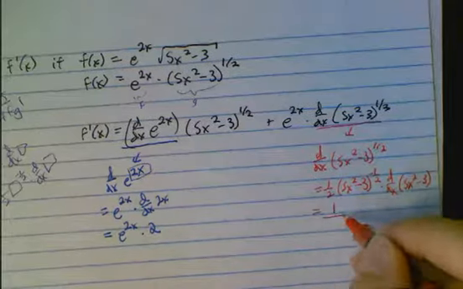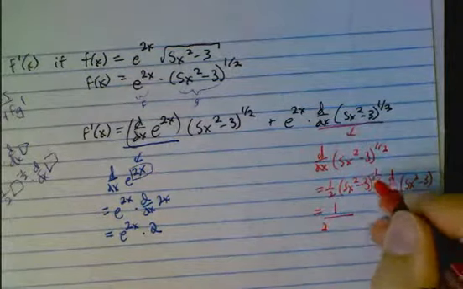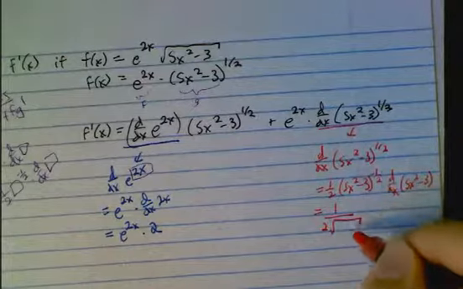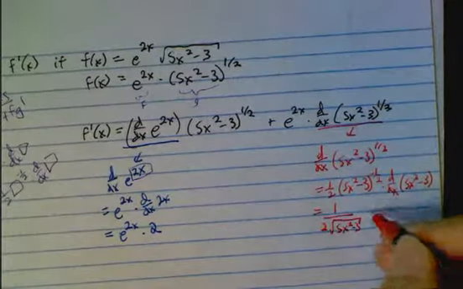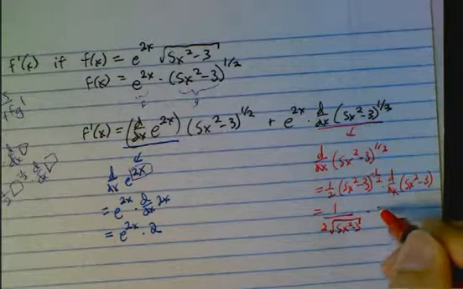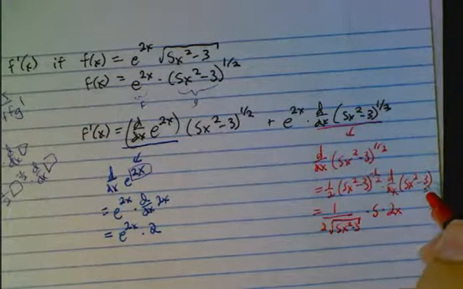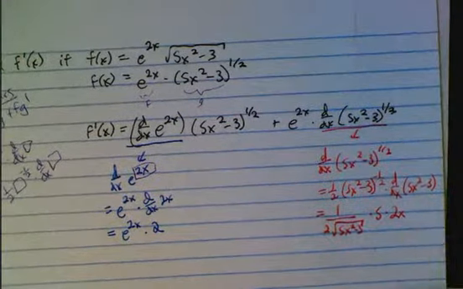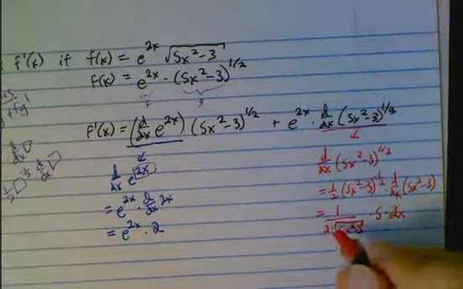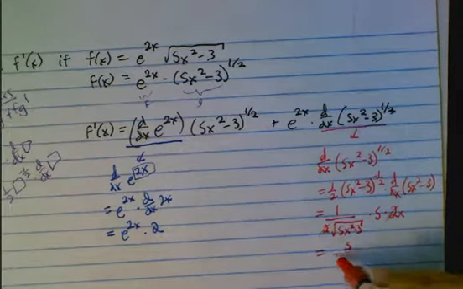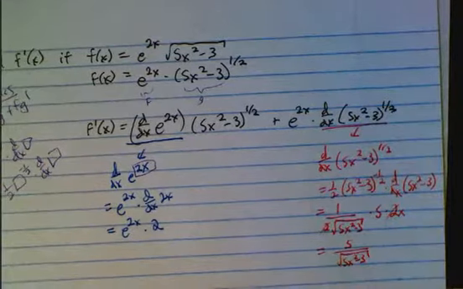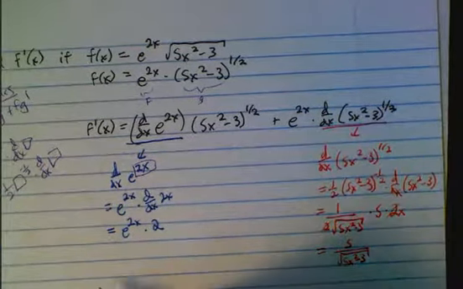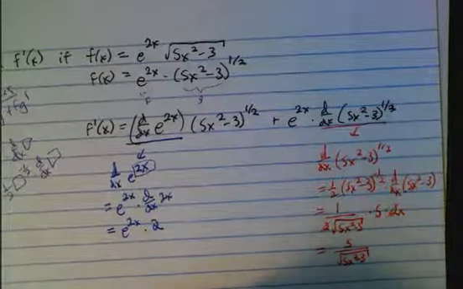So this part's done now. We can rewrite it as 1 over 2. This is a negative exponent, so it's in the denominator, 5x squared minus 3. And then the derivative of 5x squared is 5 times 2x. Derivative of negative 3 is 0, so it just goes away. These 2's cancel right out. We have 5 over square root 5x squared minus 3. So we can go ahead and put all that back in the f prime equation.